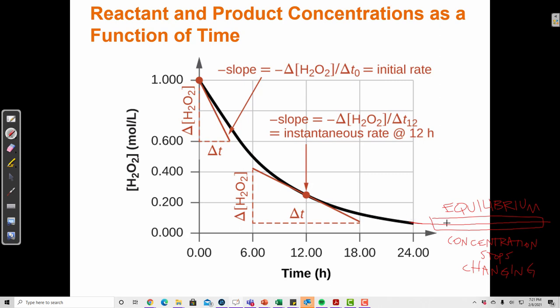And at some point we reach equilibrium. And at equilibrium, some of those reactant particles might be left. And even if they do hit each other, there might not be enough energy left, or the probability that they're going to hit each other is equal to the rate at which they are falling apart. So the concentration of those products isn't going to change. If I gain one for every one that I lose, then the concentration stops changing.